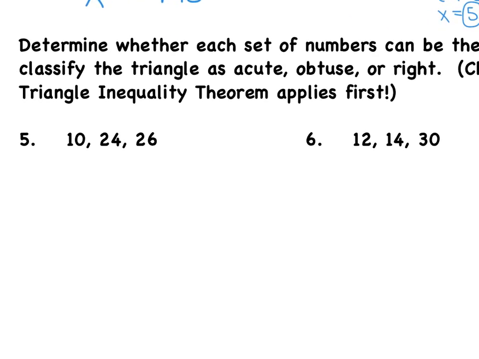All right, so the first thing I want to do is take the 2 shortest sides. Their sum has to equal, or be greater than, the third side. 10 plus 24 is 34. That is greater than 26. Therefore, this triangle can be formed. So now I have to decide, well, what kind of triangle would it be? I have to find the biggest side. The biggest side here is 26.